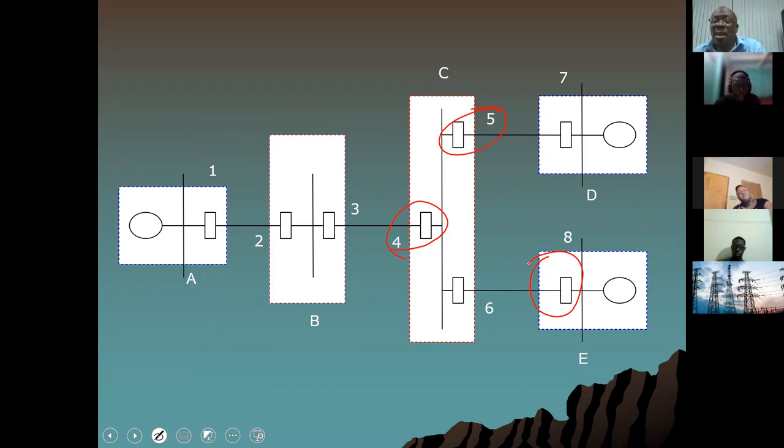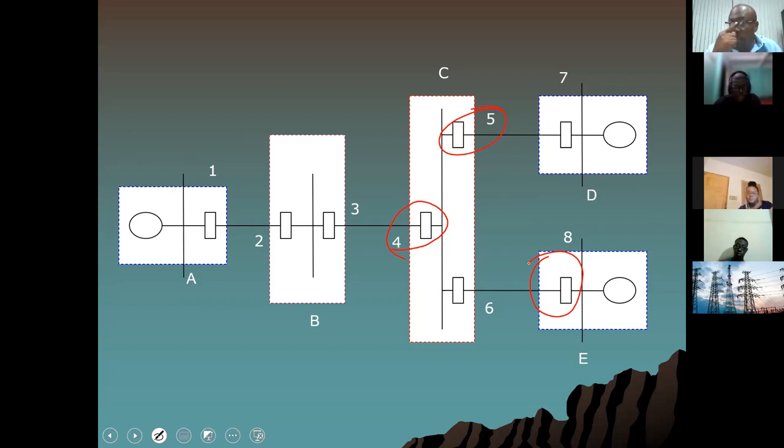So if bus bar C had the fault, I want you to tell me which breakers should have operated. That would be 4, 5, and 6. Beautiful. So the breakers that should have operated would be 4, 5, and 6.